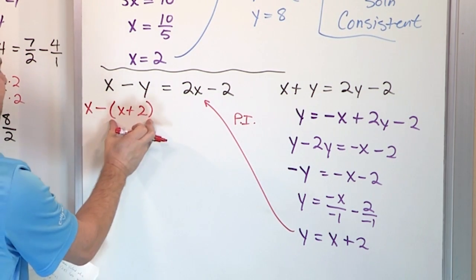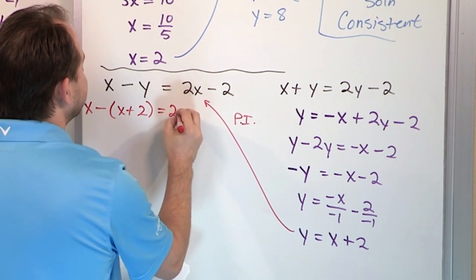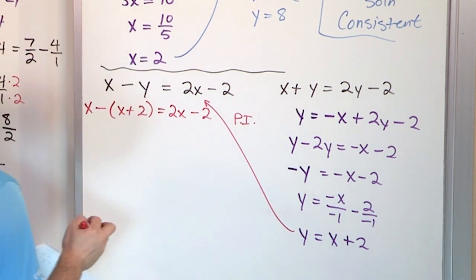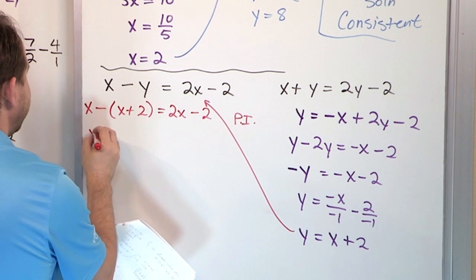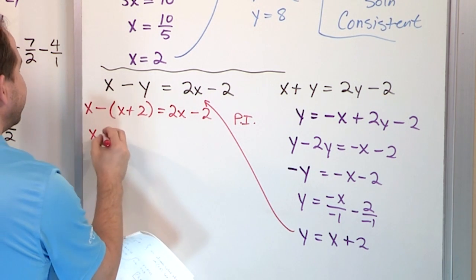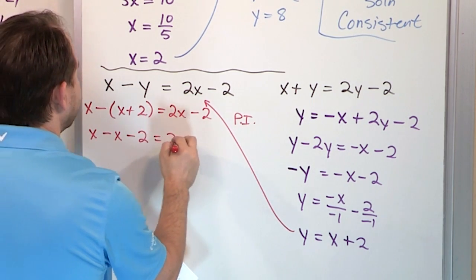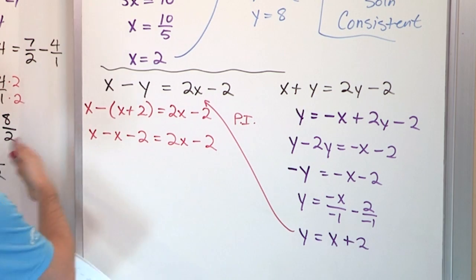You're subtracting the value of y, which is a big expression, so put it in parentheses, equals 2x minus 2. So on the left-hand side, you're going to have x, here you have a negative 1. Negative 1 times x is negative x. Negative 1 times 2 is negative 2. 2x minus 2. Now I have to collect all the x's.